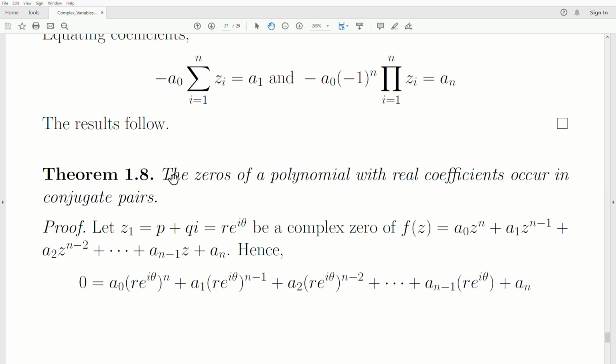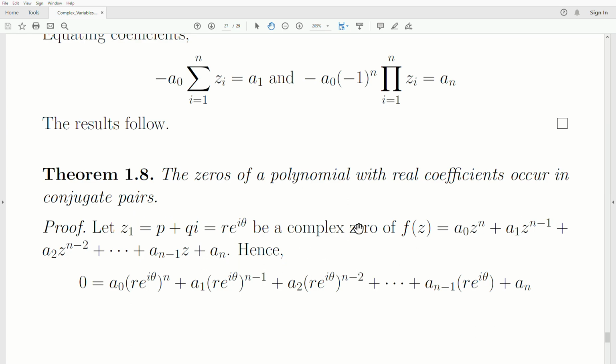Now, the next theorem: the zeros of a polynomial with real coefficients occur in conjugate pairs, and that to me is kind of cool why it happens. So let's let z1 be a complex number that's a zero, so it's a complex zero of this nth degree polynomial, right?